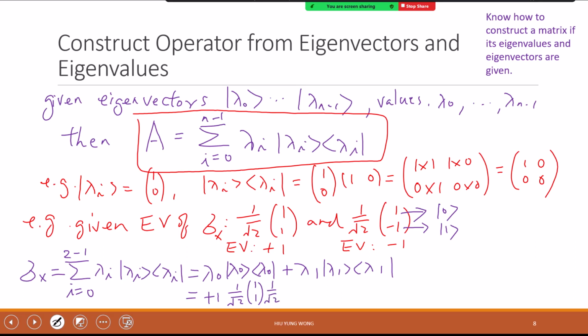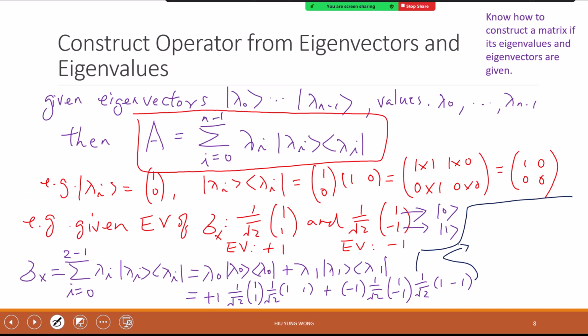And then I multiply it by 1 over square root 2 times 1, 1, plus negative 1, since lambda 1 is negative 1, times 1 over square root 2, 1, negative 1. So here 1, negative 1, because this is the second vector, right? This is lambda 1 times 1 over square root 2, 1, negative 1. I'm doing the transpose, right? So you go through the math. Let's try to do it.